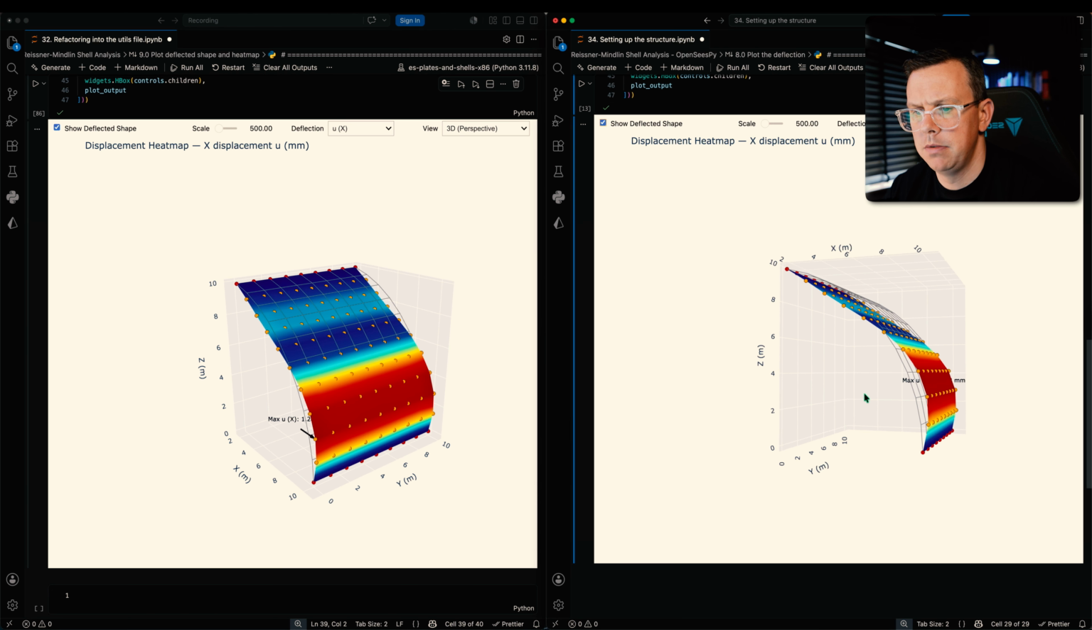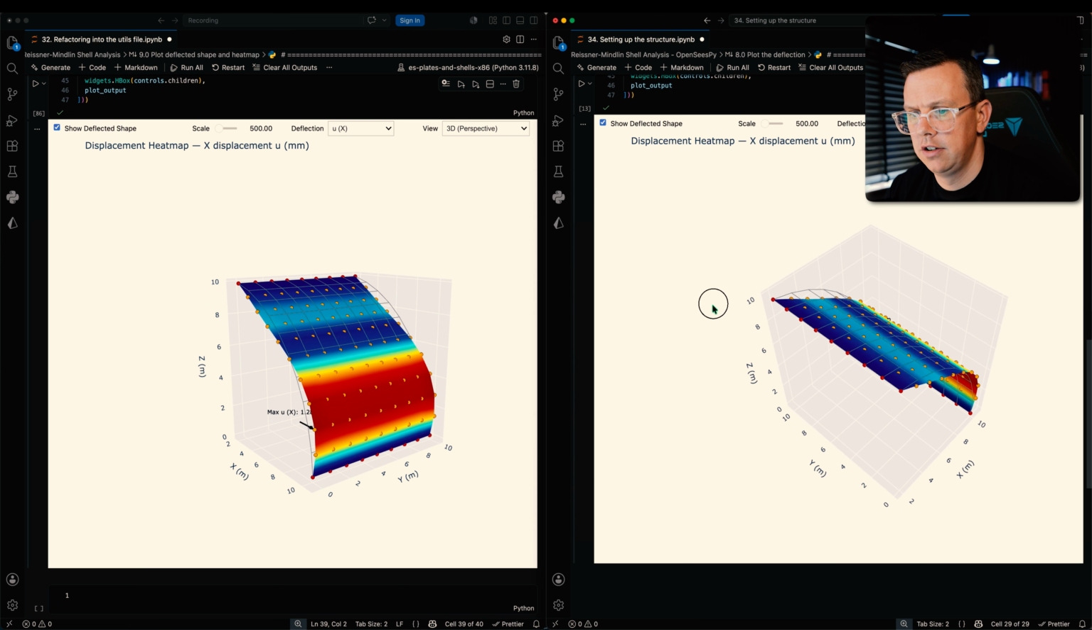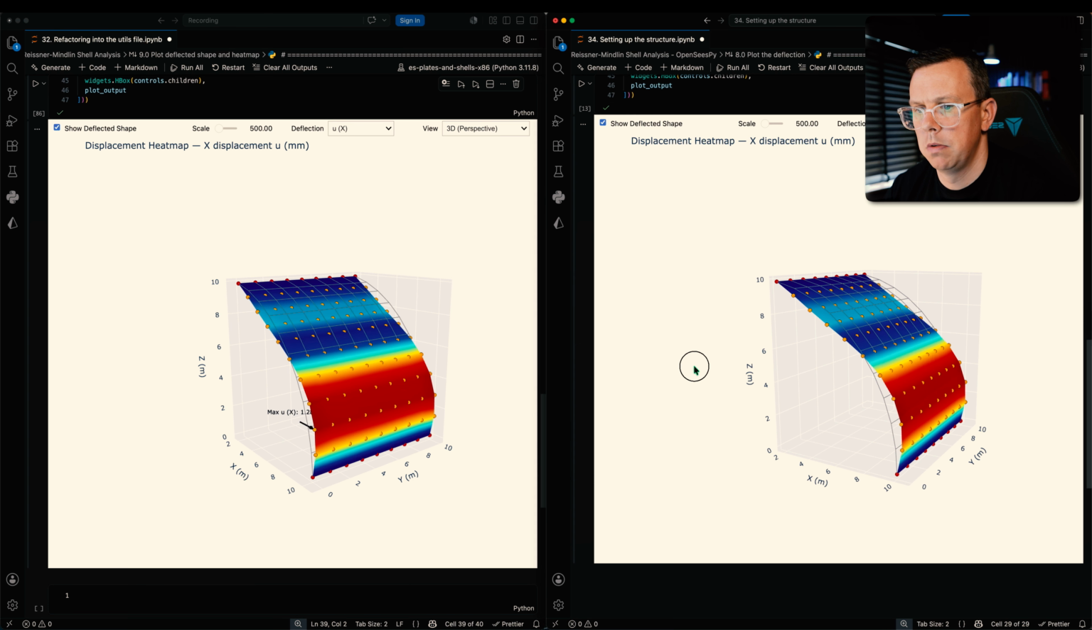I don't know why it keeps jumping around when I change different viewports. I'm in two different instances of VS Code here, so I'm not sure why that happens.